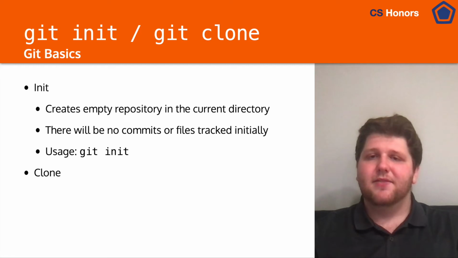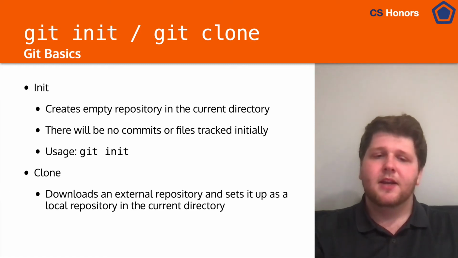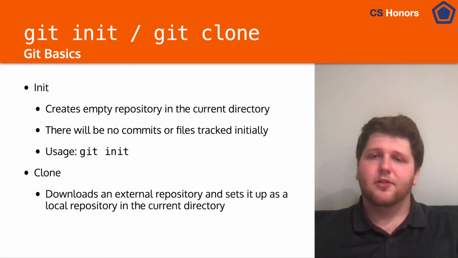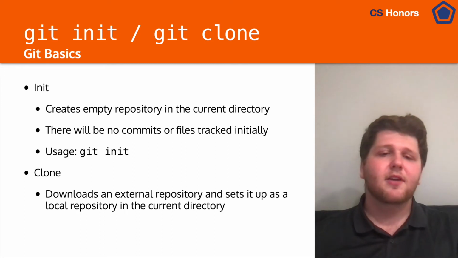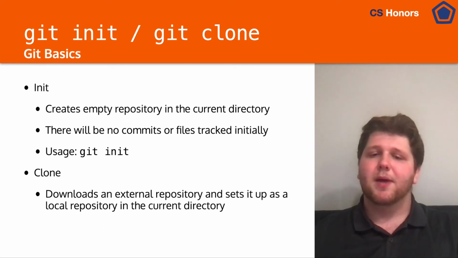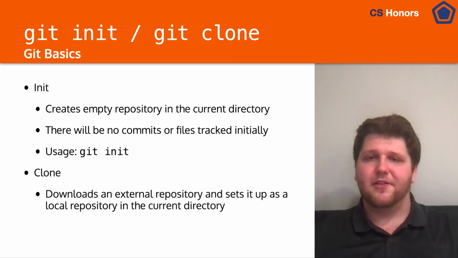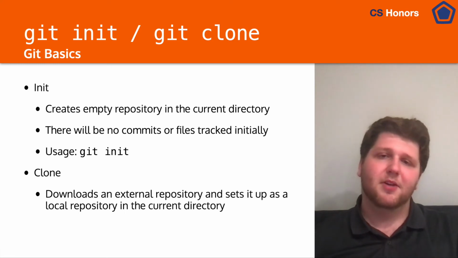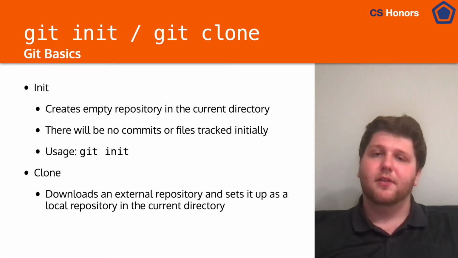Then we have git clone. Git clone is great for when you want to download an external repository from some server and set it up as a local repository in your current directory, right? So this would be something you run in your downloads folder because you want to download it from somewhere else. Or you can run it on your desktop. Wherever you want to put it, you would cd into that directory and then you would clone.